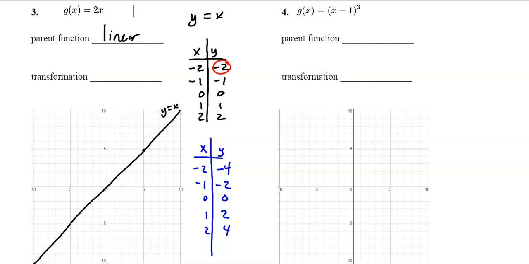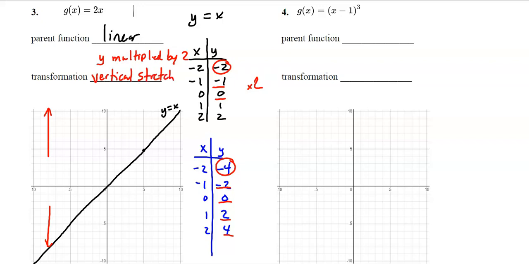This value got multiplied by 2. This value got times by 2. This value didn't change, but when you times 0 by 2, it stays 0. Times by 2, times by 2. So in this transformation, all the y's were multiplied by 2. So the actual transformation is when you multiply y's by 2, you stretch them away from the x-axis. So technically this is a vertical stretch. I'm pulling the y's vertically away from the x-axis.